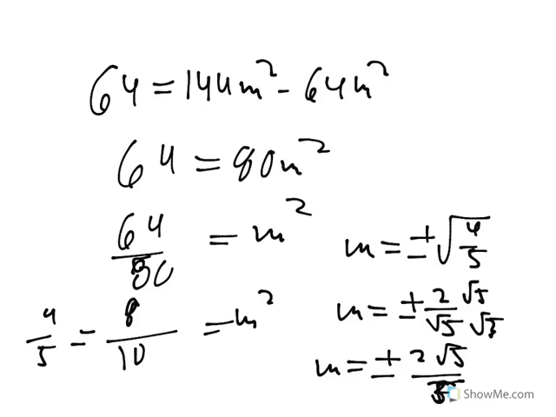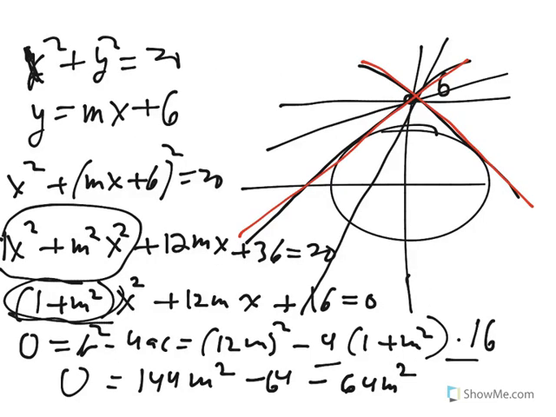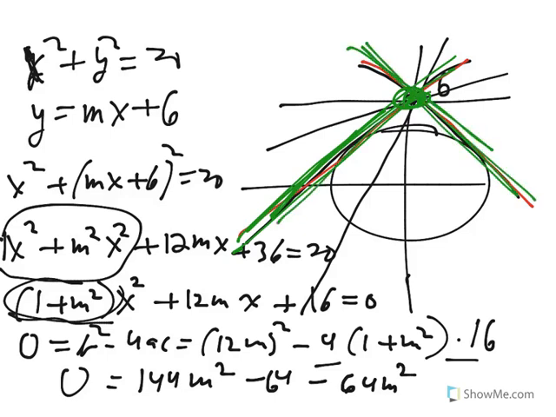So what I figured out is that the slope of this line, if the y-intercept has to be 6, is either 2 radical 5 over 5, or negative 2 root 5 over 5.